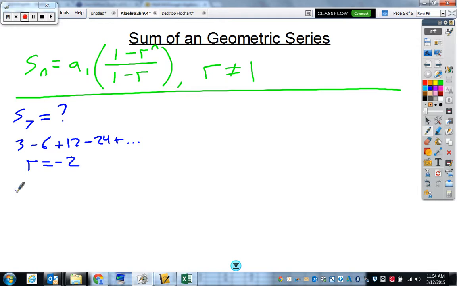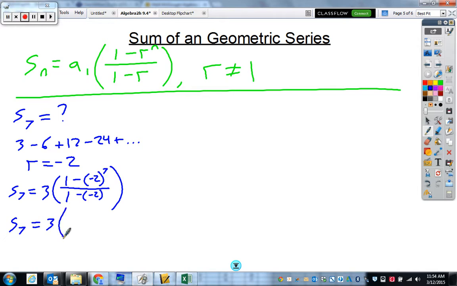So we have s sub 7 equals, my first term is 3, times 1 minus negative 2 to the 7th, all over 1 minus negative 2. I want to simplify this a little bit. S sub 7 equals 3. Well, negative 2 to an odd power is going to be a negative. So negative 2 to the 7th.